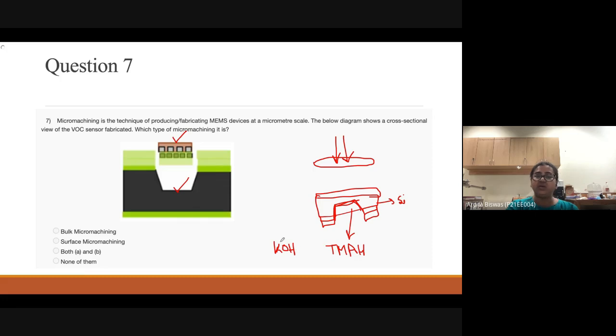But KOH requires a higher temperature, near about 80 degrees centigrade. In TMAH it can happen at room temperature, meaning 25 degrees centigrade. Also this TMAH process is smooth, so it can etch smoothly. Now can you tell me which one is the favorable?